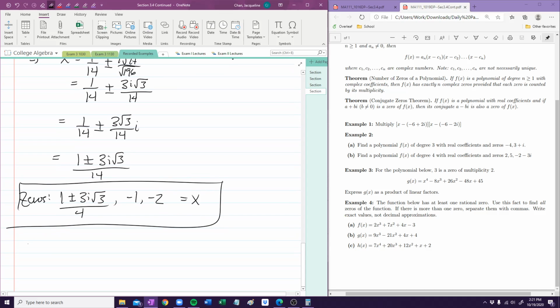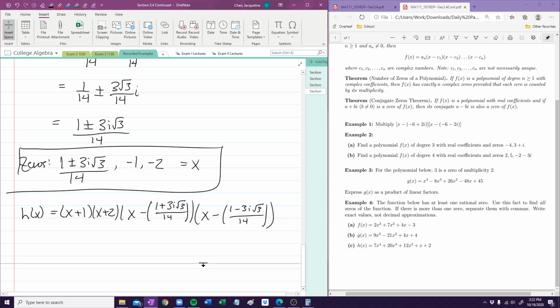Right. So just for fun, if I wanted to rewrite h of x as a product of linear factors, then I would have x plus 1, x plus 2, and then x minus 1 plus 3i root 3 over 14, and then x minus 1 minus 3i root 3 over 14. Okay, and this would be a product of linear factors.